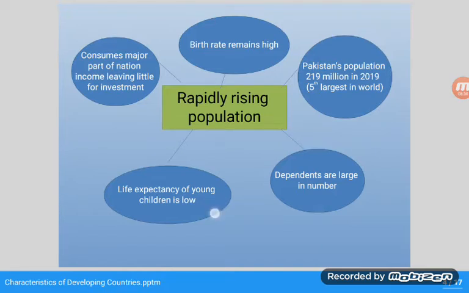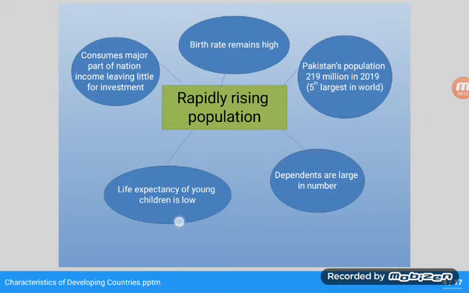Now life expectancy of young children is low. Now this is very obvious. Now these 2 points are related with each other. Okay, now when a woman is giving birth to a child every year, it is highly unlikely that the children are going to survive, since their living conditions are poor. So most of the children die before they reach age 5.